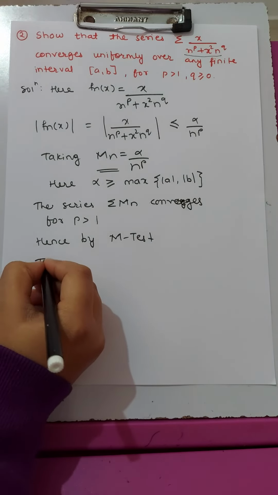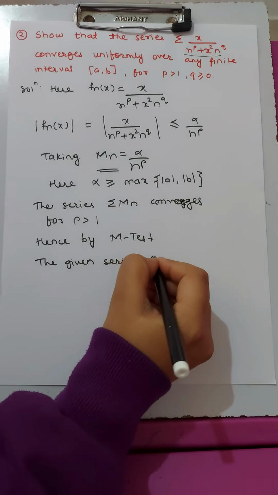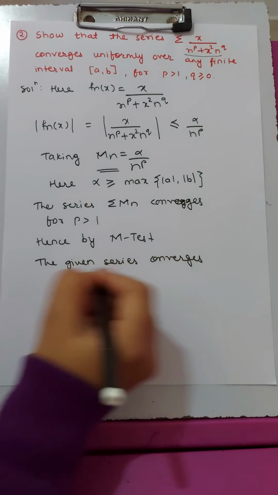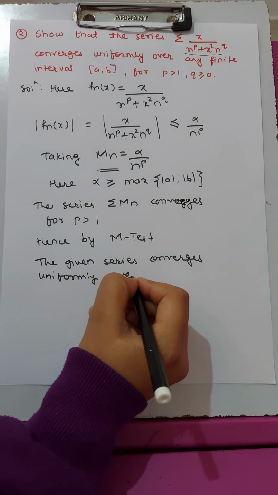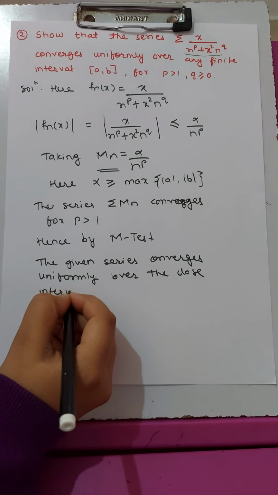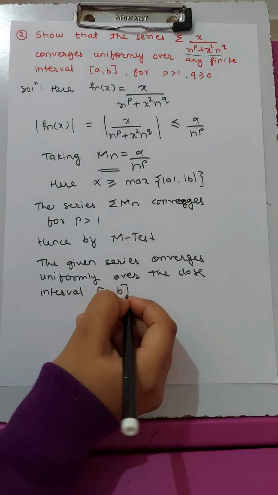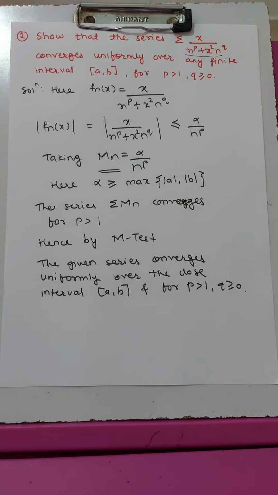So hence by the M test the given series converges uniformly over the closed interval ab, and for p greater than 1 and q greater than or equal to 0. Here the article Weierstrass M test is completed. In the next video lecture we will start with the next article, which is uniform convergence and continuity. Thank you.